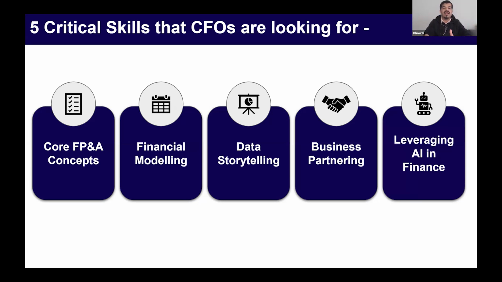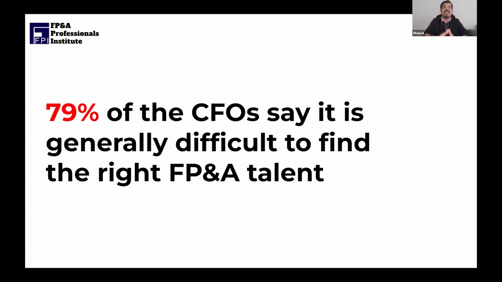And the survey also revealed an interesting statistic, which said that 79% of the CFOs say that it is generally difficult to find the right talent. Right? Everybody wants experienced FP&A professionals, with 5 years, 10 years, 8 years, 6 years experience. But there are not enough FP&A professionals out there, right? So any certification, any learning that you get in FP&A today, you still increase your chances of landing that FP&A role, right? Because there are not enough FP&A professionals out there.